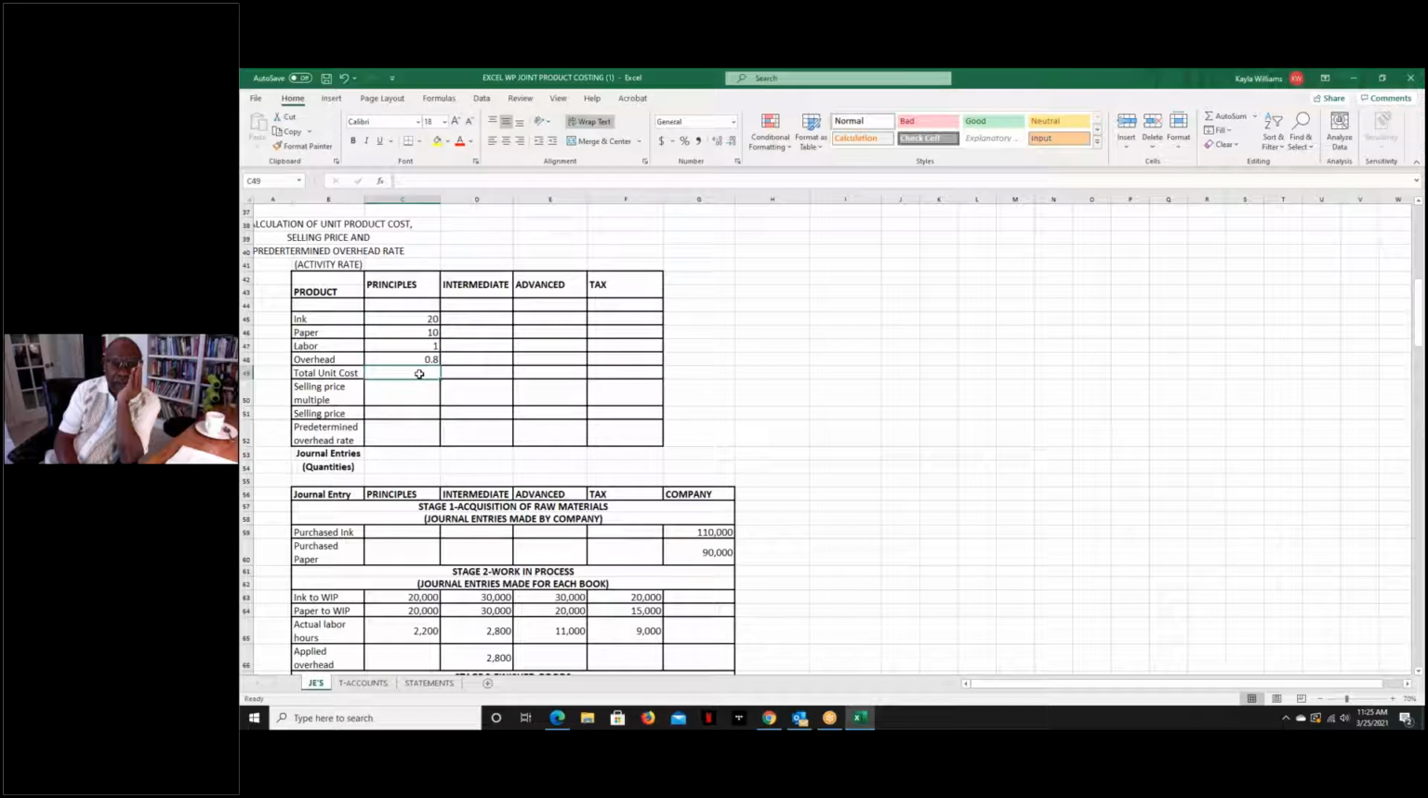And then for the total unit cost, you would add all of that up, which is 3180. And then we have a selling price multiple of 2. So you would just multiply the 3180 by 2 and you get 6360. And we have the POR of 8, which is the same as the activity rate.